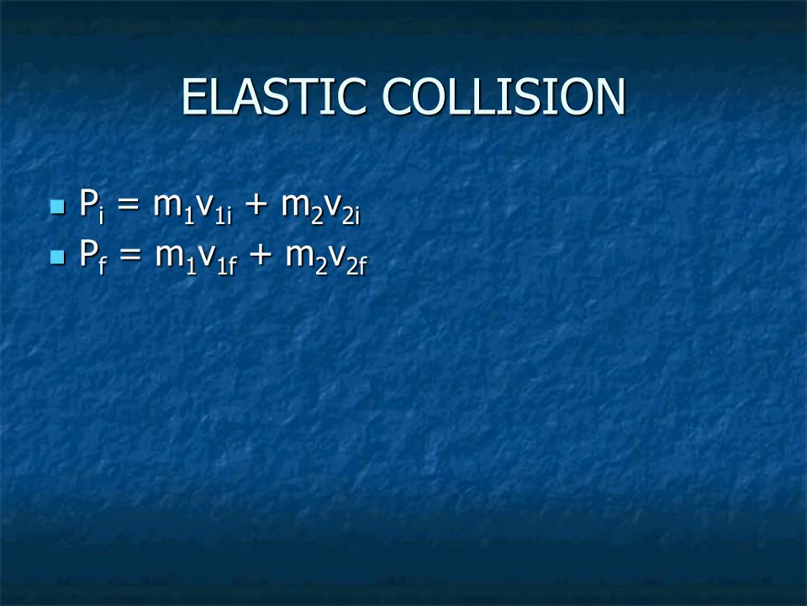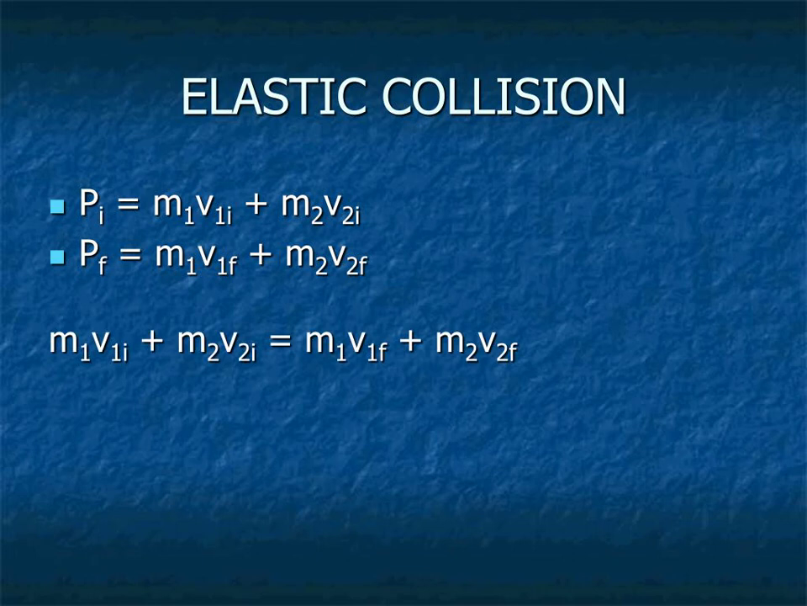The final momentum in an elastic collision has two terms as well, because the objects do not stick together, they stay separate. So the final momentum is m1 v1 final plus m2 v2 final, or mass 1 velocity 1 final plus mass 2 velocity 2 final. Let's see how these formulas work in an example.